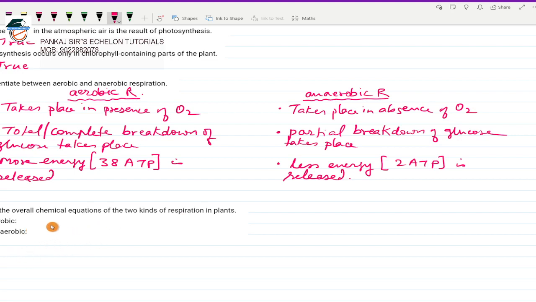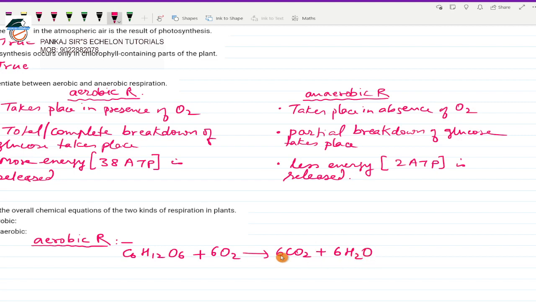For aerobic respiration, the equation is: 1 molecule of glucose, that is C6H12O6, will combine with 6 molecules of oxygen to give you 6 molecules of carbon dioxide plus 6 molecules of water. This happens in aerobic respiration. Plus 38 molecules of ATP. So this ATP is nothing but energy.